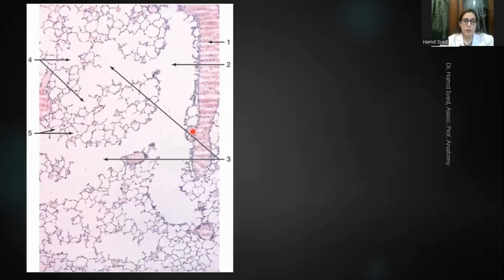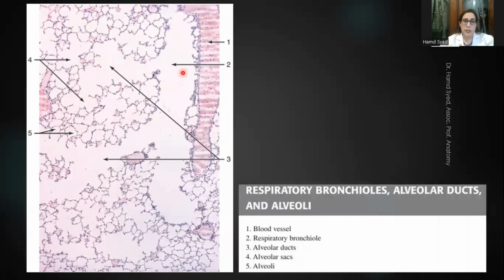Now here comes another micrograph, and we can see that this here is the lung tissue. But what about these passages which have been labeled here? Well, if you look at them, then you can see number 1 is a blood vessel. Number 2 is the respiratory bronchiole, which then leads into, you can see these here, alveolar ducts. And number 4, these are the alveolar sacs, and they're surrounded by these alveoli.